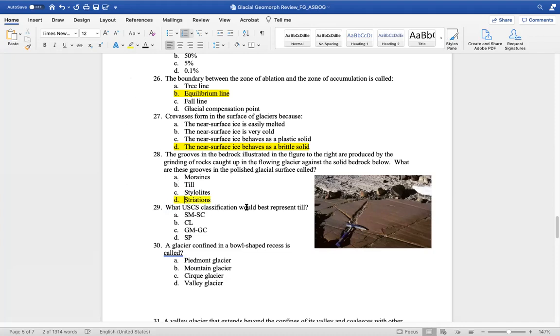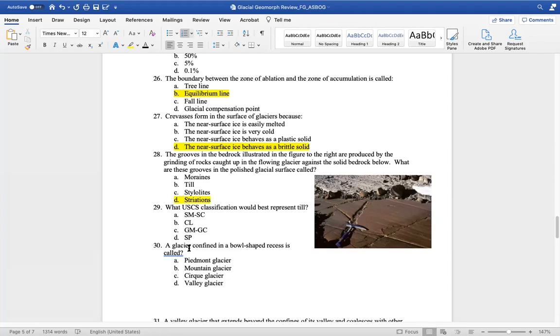What USCS classification would best represent till? So that's the United Soil Classification System. This question is asking what type of symbol would best represent a till. SM is a silty sand. SC is a clayey sand. CL, that's a clay. GC is a clayey gravel, and GM a silty gravel. And then an SP is a poorly graded sand.